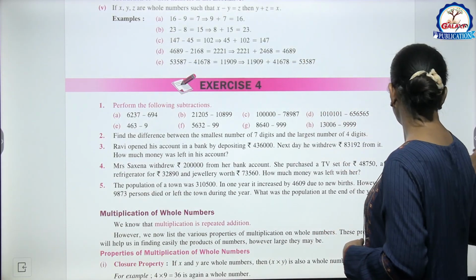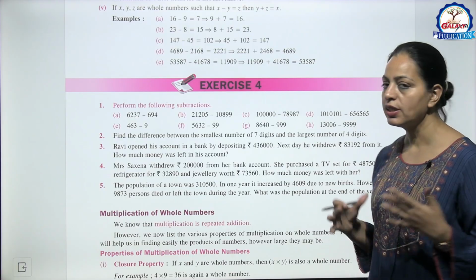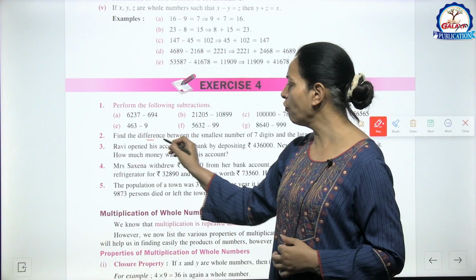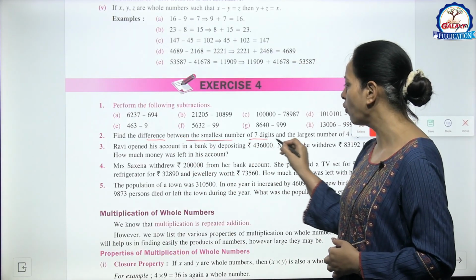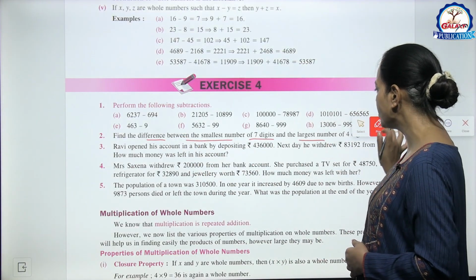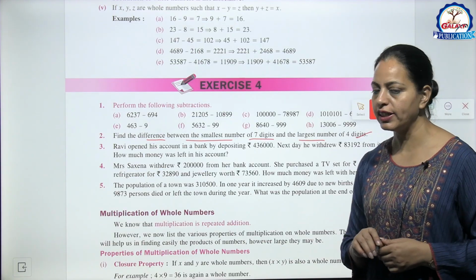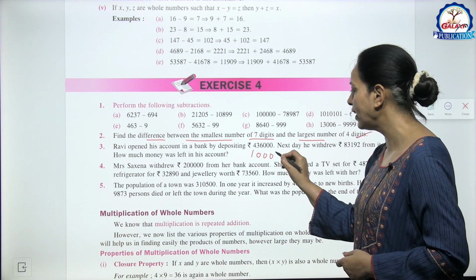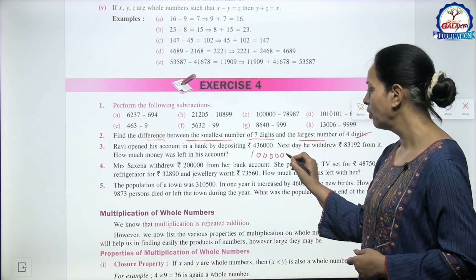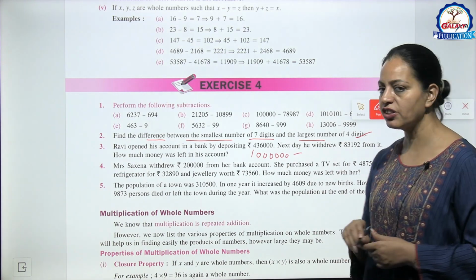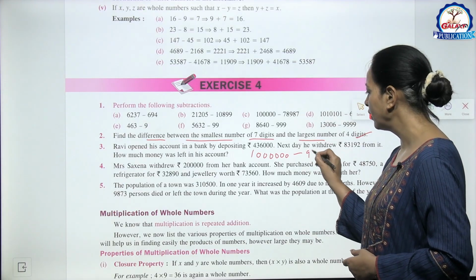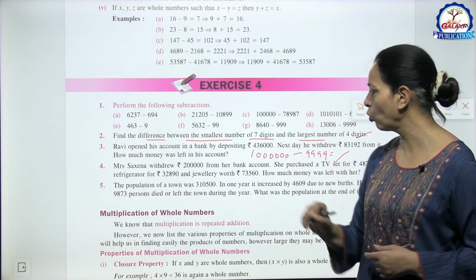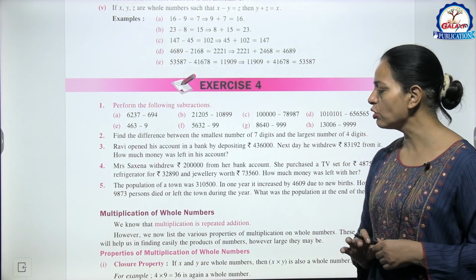Perform the following subtractions. So you can do subtraction, you know very well. Now the second one, find the difference between the smallest number of 7 digits and the largest number of 4 digits. So smallest number of 7 digits, 1 and 6 zeros, minus largest number of 4 digits, this one. We will subtract these two. Okay, I hope this is clear to you.